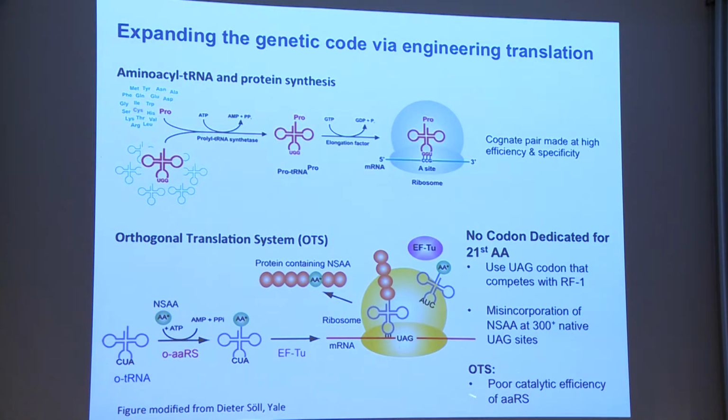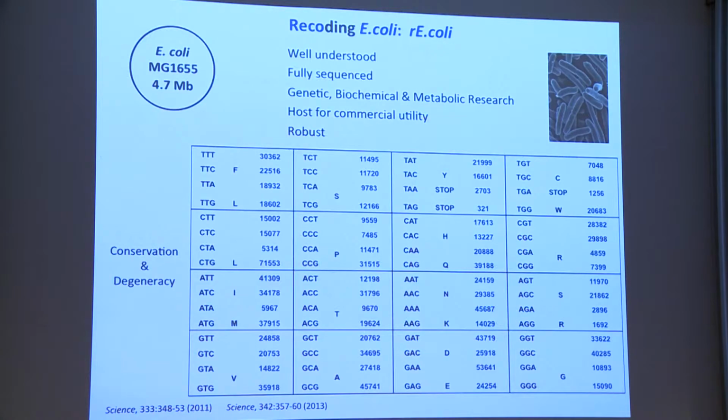Moreover, a lot of the orthogonal translation systems suffer from poor performance or really low enzymatic activity of these synthetases, and I'll touch more upon that later. But just to give you a sense, the typical catalytic activity of these synthetases is on the order of 2 to 3 logs below the natural aminoacyl-tRNA synthetases.